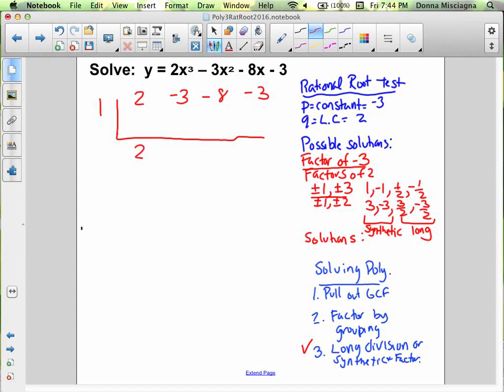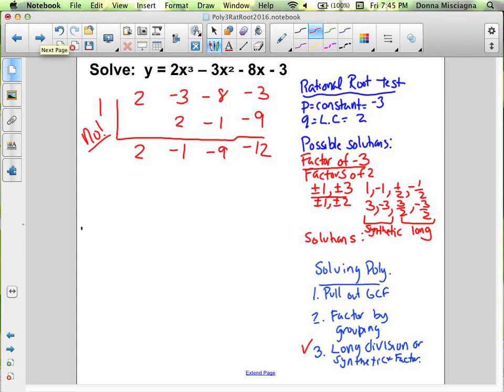Bring down the 2. 2 times 1 is 2. -3 plus 2 is -1. -1 times 1 is -1. -8 plus -1 is -9. And you can see this is just not going to be promising. So no. Don't feel you have to write the no down, all right?